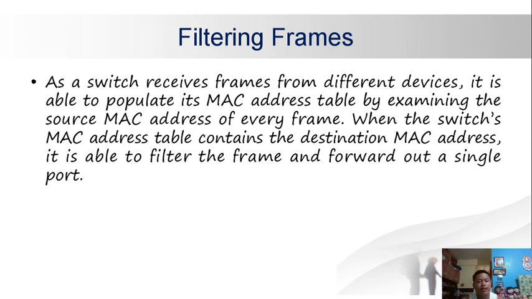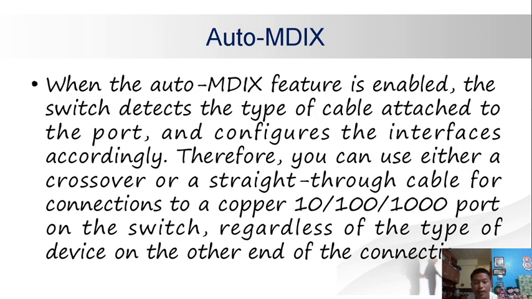Filtering frames. As a switch receives frames from different devices, it is able to populate its MAC address table by examining the source MAC address of every frame. When the switch MAC address table contains the destination MAC address, it is able to filter the frame and forward it out a single port. Auto-MDIX.